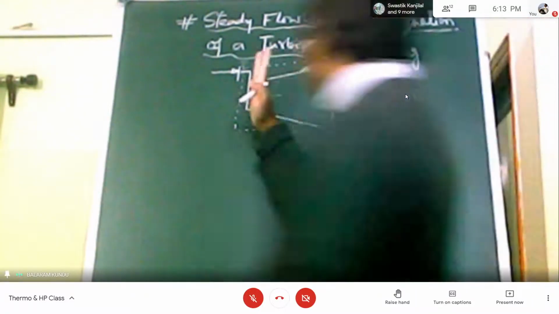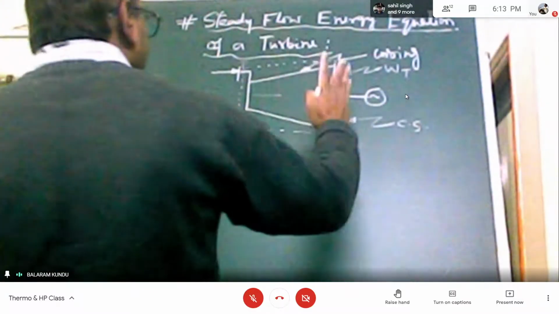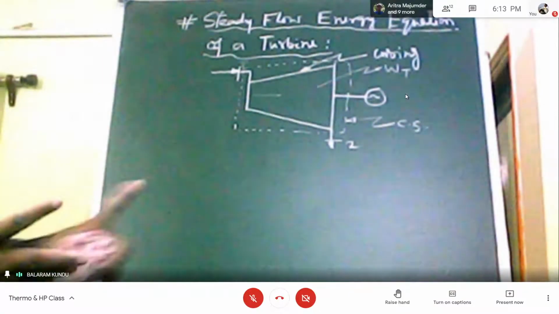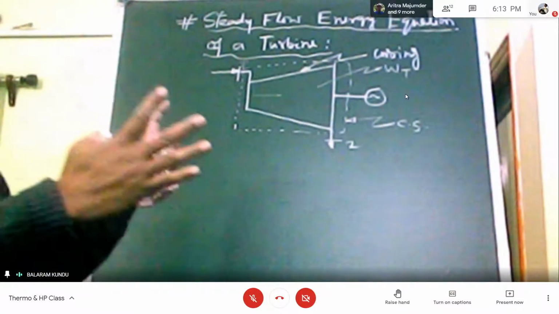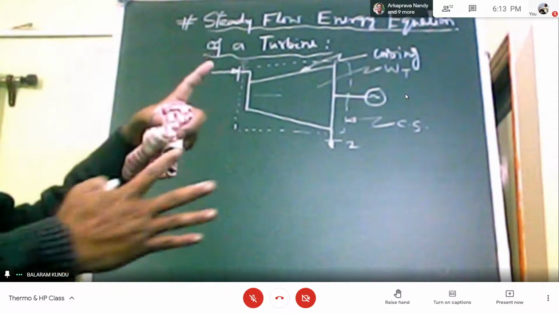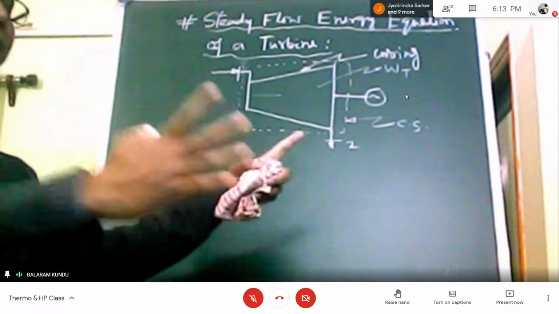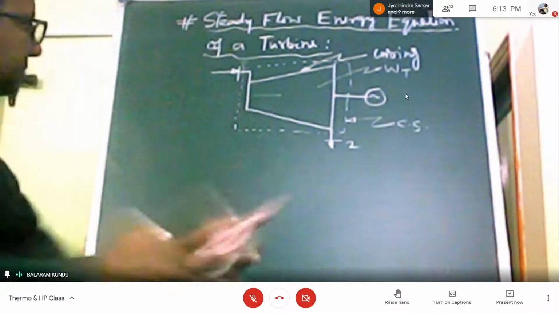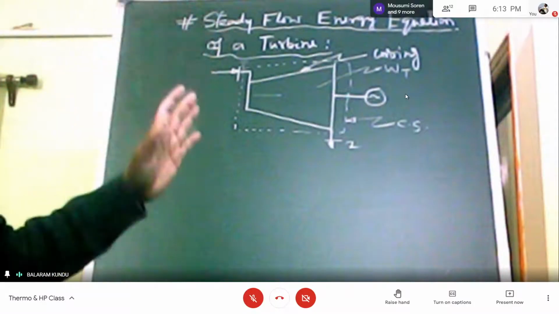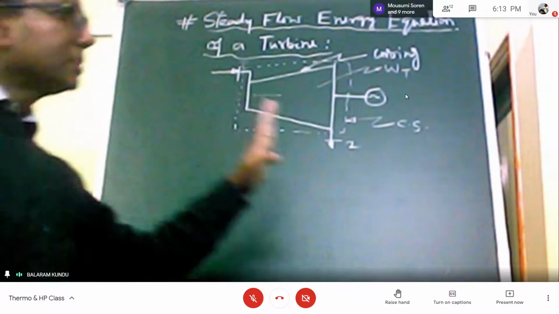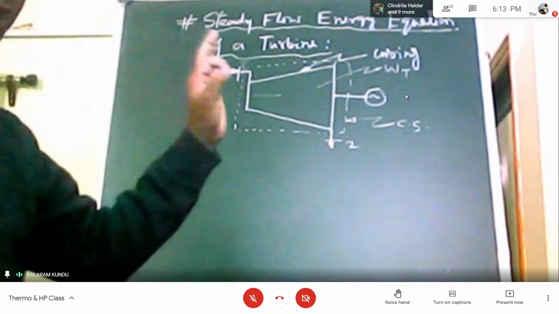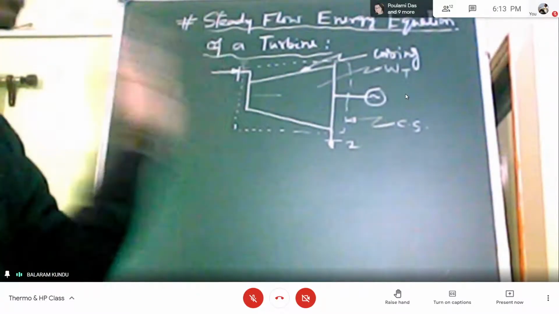Now here, the turbine casing has the possibility of heat exchange between the turbine and the surroundings. Obviously steam is entering the turbine, so the steam pressure and steam temperature are very high, and the surrounding temperature is lower, so there is a temperature difference. For the temperature difference, heat transfer should be there. To avoid the heat transfer, we can assume that the casing of the turbine is insulated.